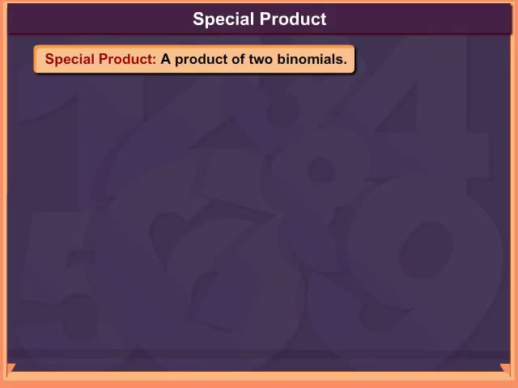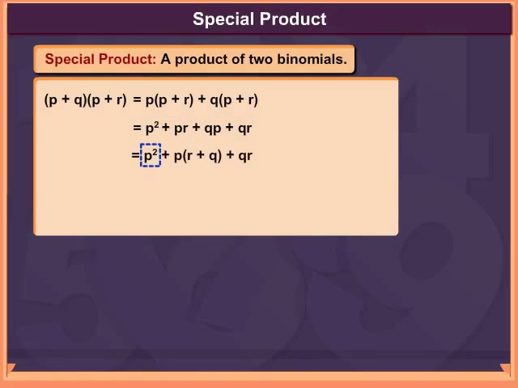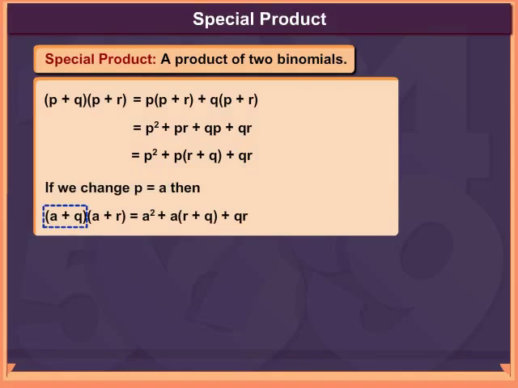Now we'll study a special product, that is, a product of two binomials. Consider the product p plus q into p plus r, which can be written as p into p plus r plus q into p plus r. In this product, if we solve, then we will get the answer as p square plus p into r plus q plus qr. Now what if we change p by a? We will get an identity. a plus q into a plus r equals a square plus a into r plus q plus qr.